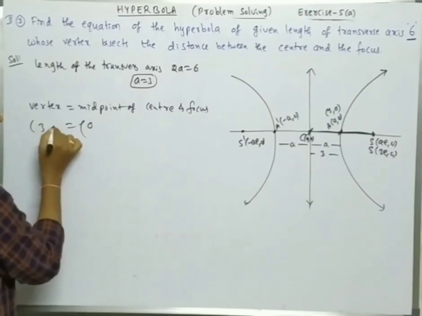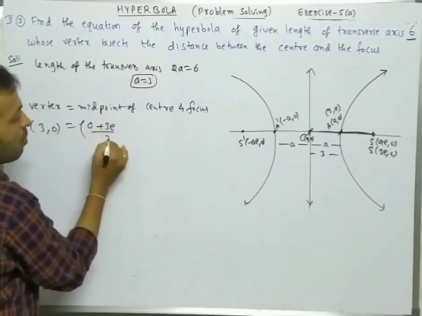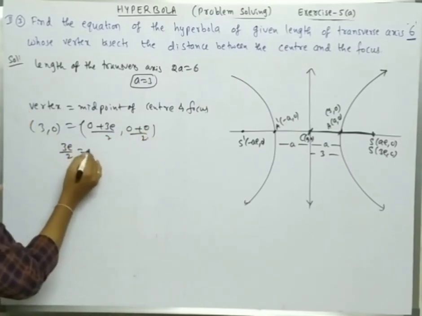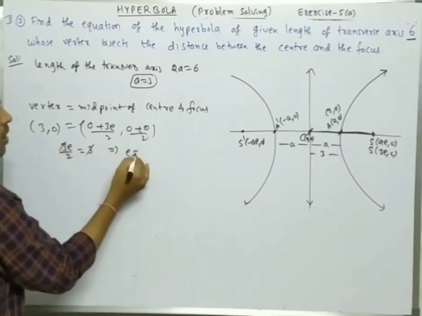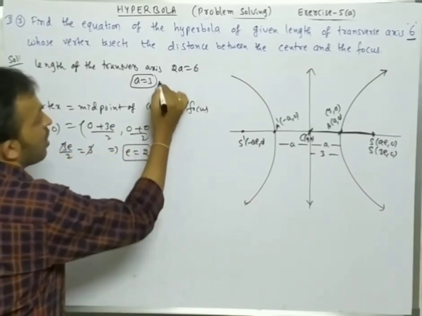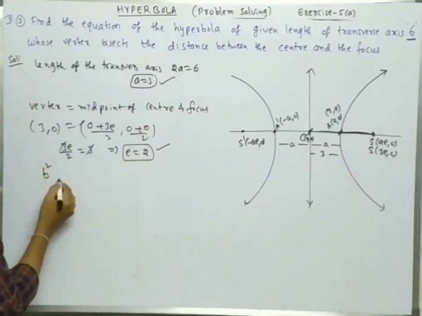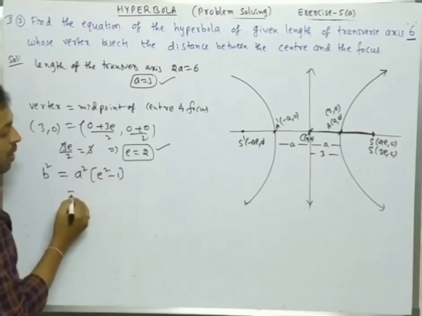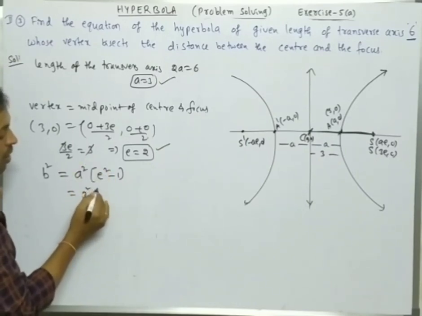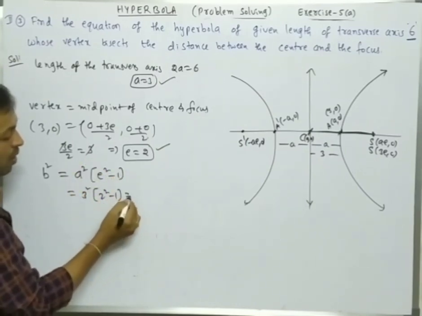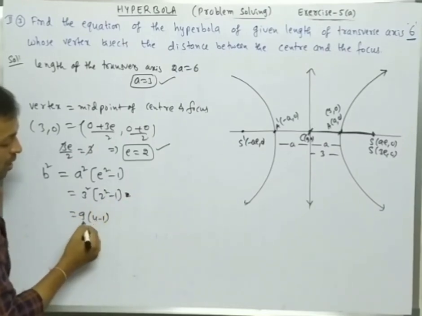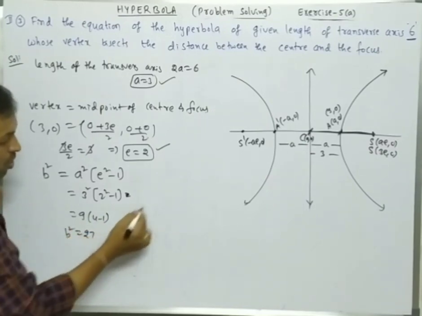The vertex is 3 comma 0, which is equal to (0 plus 3e) by 2, (0 plus 0) by 2. Compare these two, you will get 3 by 2 is equal to 3, 3 cancel, e is equal to 2, the eccentricity value. To find the equation of the hyperbola, b square is equal to a square into (e square minus 1). A square value is 3 square, e square is 2 square minus 1. So 9 into (4 minus 1), right? 3 9s are 27. b square is equal to 27.